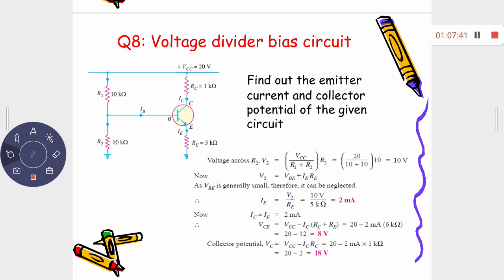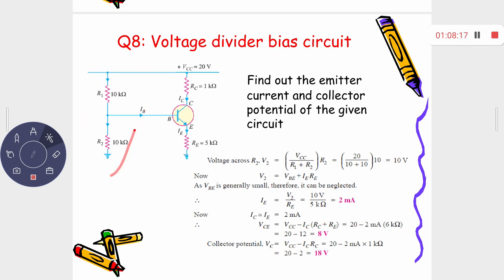Now, suppose you would like to find out the exact value. Then what has to be done? So that the RIN, what has to be done? Then you need to find out the Thevenin equivalent model of this one, between this point and this point, between this point and ground.